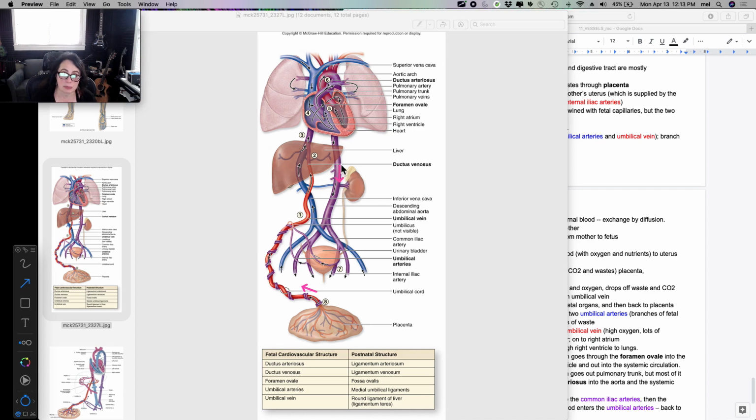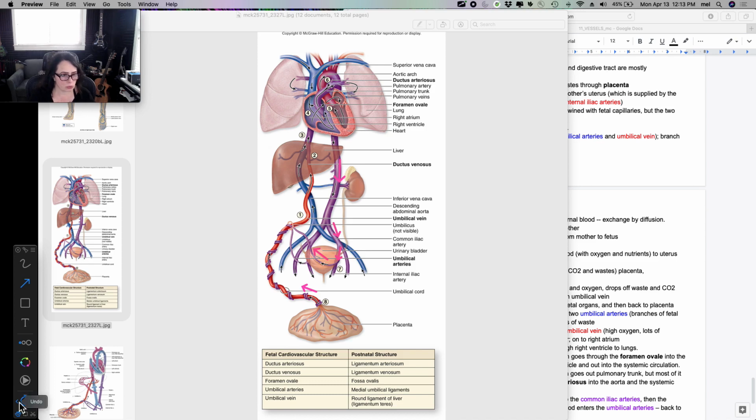Systemic circulation is primarily going to go, of course, through the aorta. The aorta is going to deliver blood everywhere it generally does, and then it's also going to go back to the placenta via the common iliac arteries, and then the internal iliac arteries, and then the umbilical arteries. The umbilical arteries will go back out the umbilical cord, out the umbilicus or the belly button, back to the placenta to deliver waste and carbon dioxide.